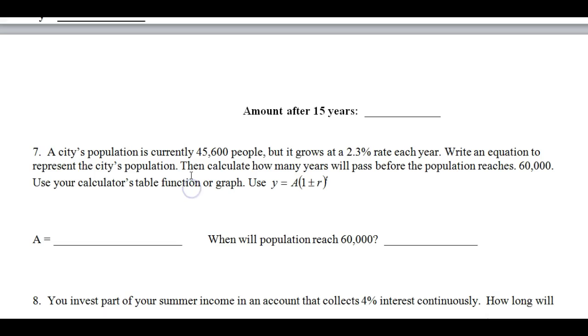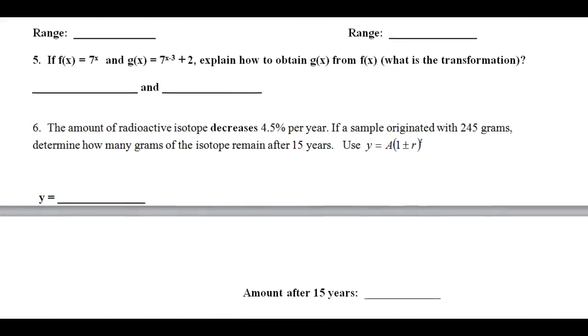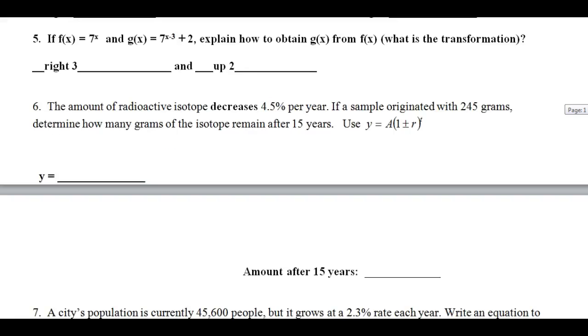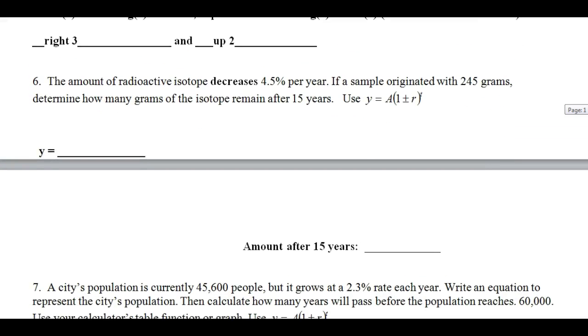What are your 2 shifts going to be? What's the minus 3 stand for? Right 3, just like in the one above just before this, it was right 4. And then the plus 2, since it's not in the parentheses, or not in my exponent, is up 2. That's all I need. All we're going to do for that one.